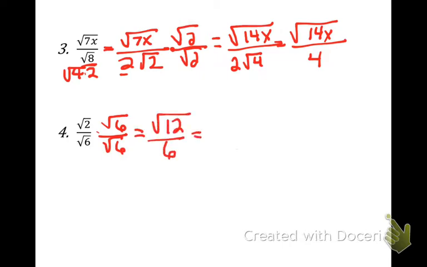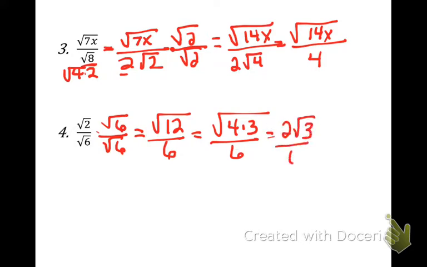Are there any perfect squares in 12? Yes. 12 breaks down into 4 times 3. Square root of 4 is 2, so 2 times the square root of 3 all over 6. And here we have to do what I just showed you about canceling. They're not underneath the radical, so we can cancel like that and get the square root of 3 over 3. So that would be my final answer.